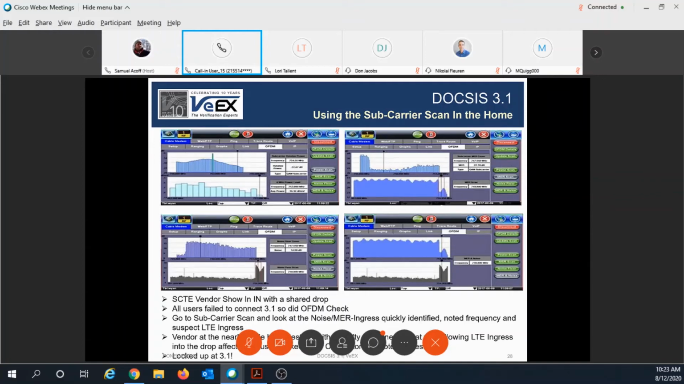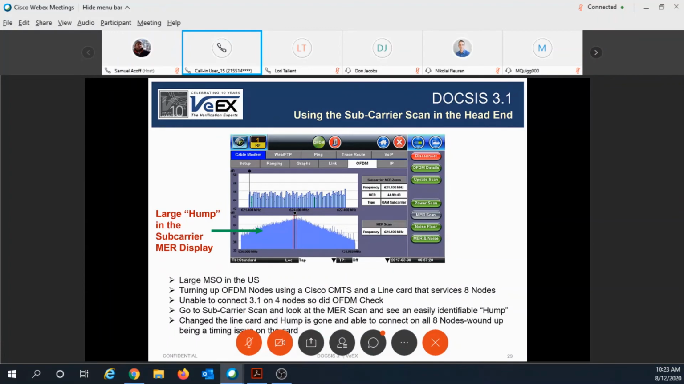I mentioned before that generally noise is a cause of low MER. Bad equipment can be as well. This is a guy doing a CMTS turn-up, and he looked at the subcarriers and he sees this big hump.